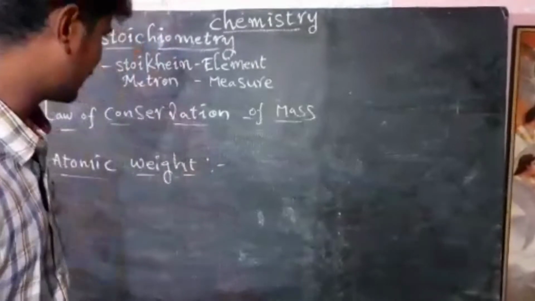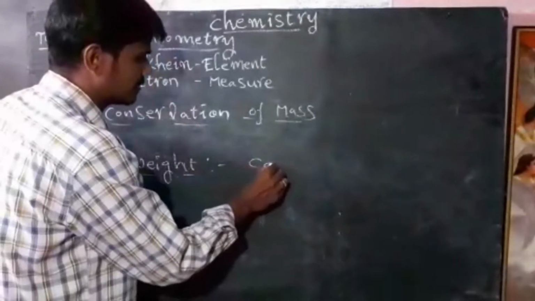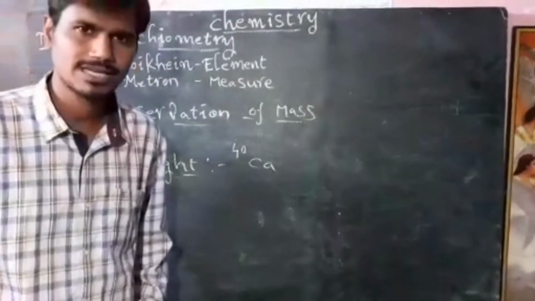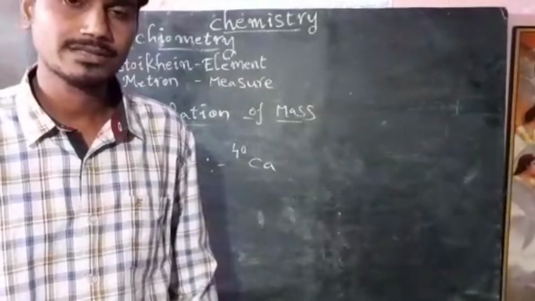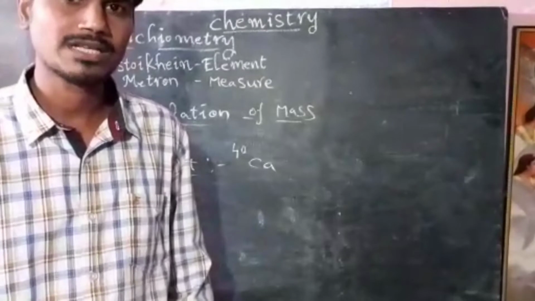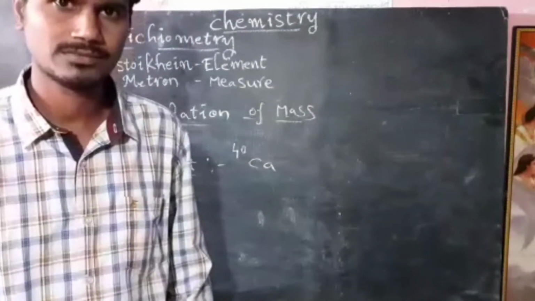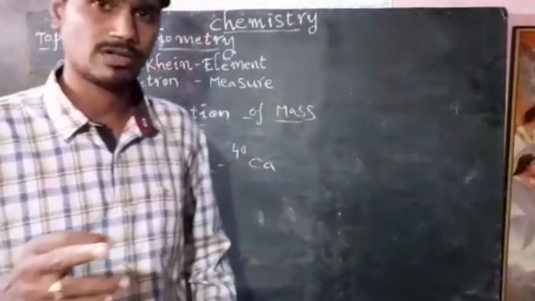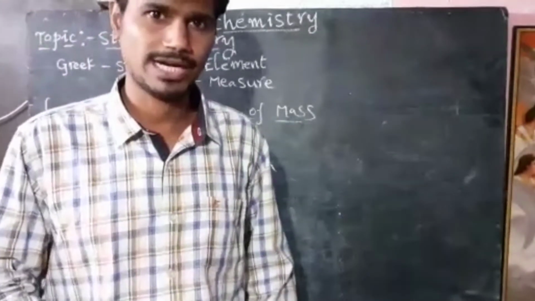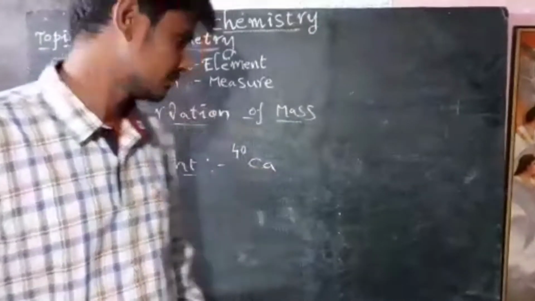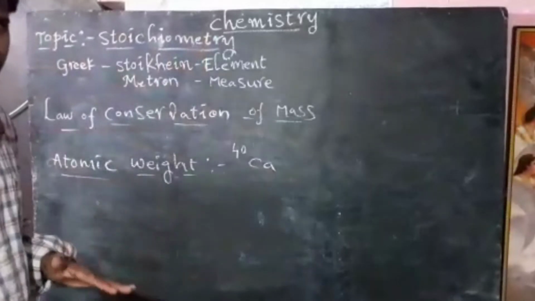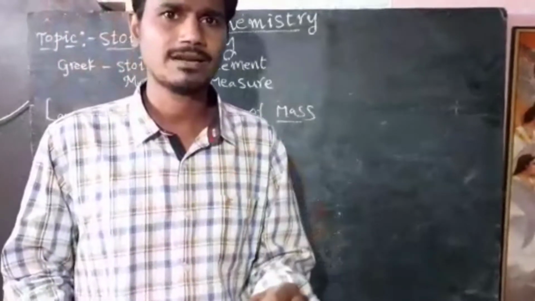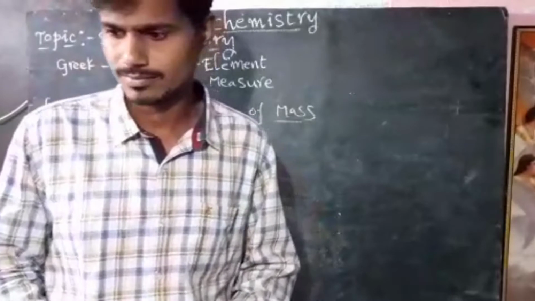For better understanding, see here, the atomic mass of calcium is 40. Why are we saying 40? Because we are comparing the mass of calcium with 1/12 the mass of a C12 atom. Understand? So this is about atomic weight: the mass of one atom, or the number of times an atom of an element is heavier than 1/12 the mass of a C12 atom.